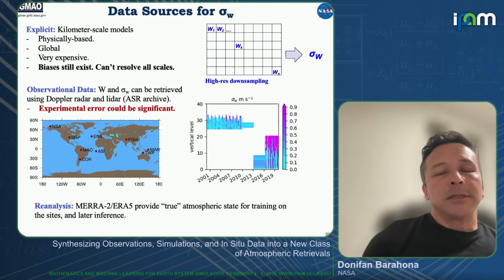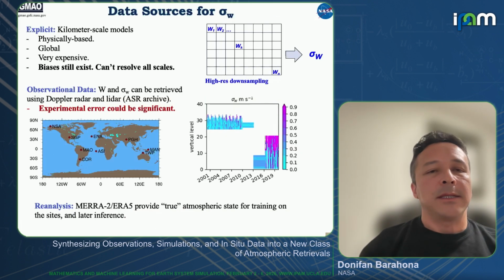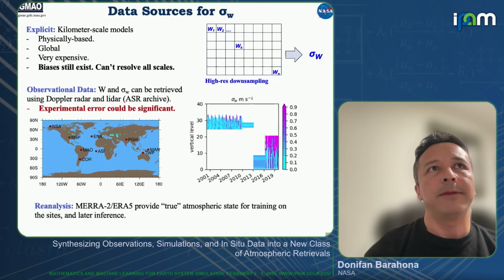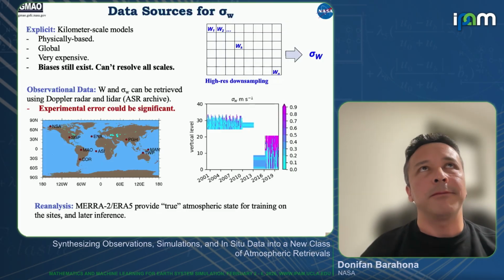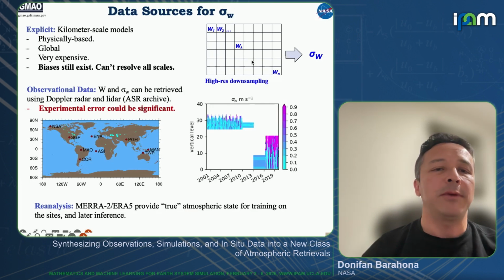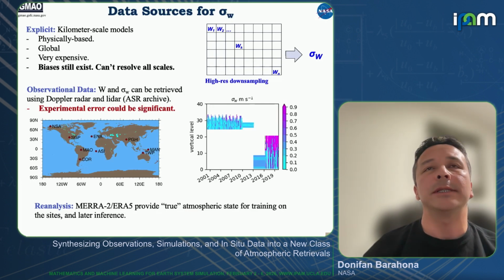So what data sources do we have to constrain this kind of problem? Well, from our own work at NASA, at GMAO, we have these explicit kilometer-scale models that are able to resolve some of this variability. For each grid cell, let's say a 25 kilometer grid cell, we can get between 64 and 256 values of vertical velocity if we resolve it directly in this high-resolution simulation, the global storm resolving models.